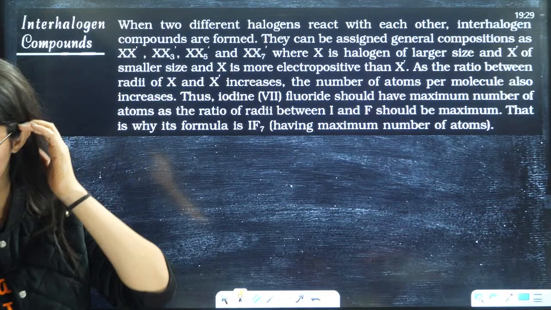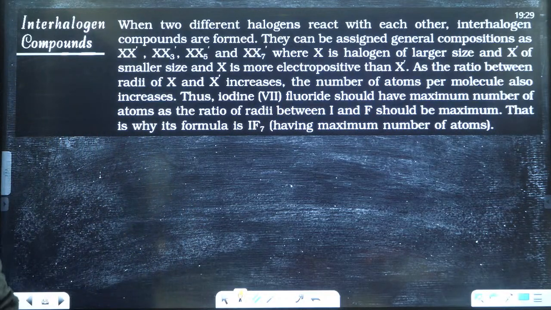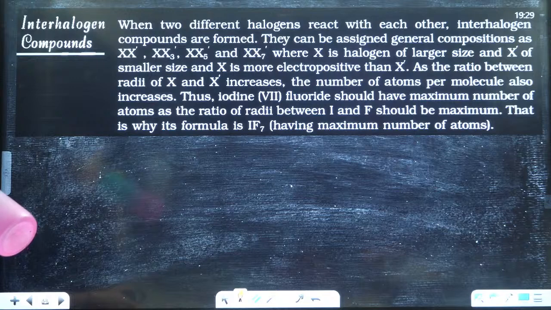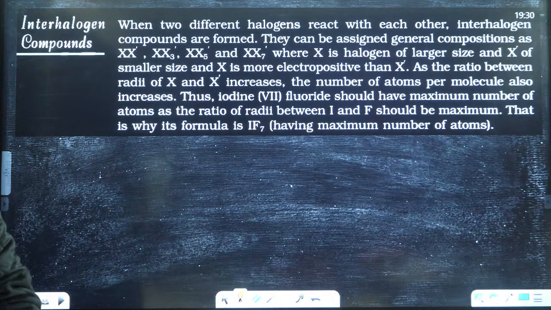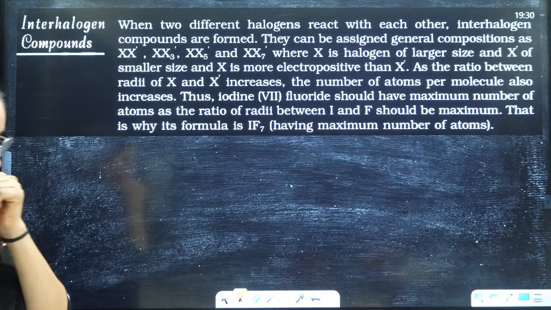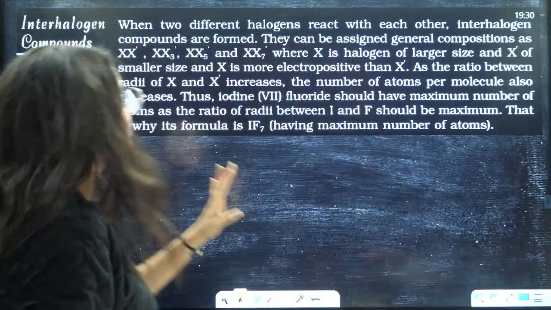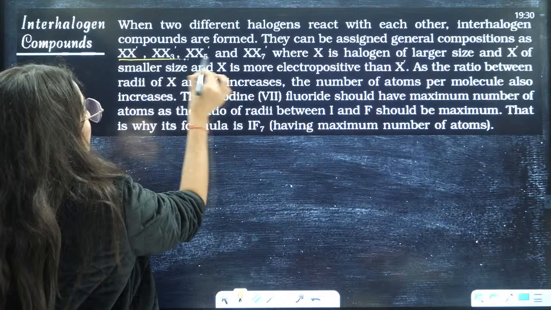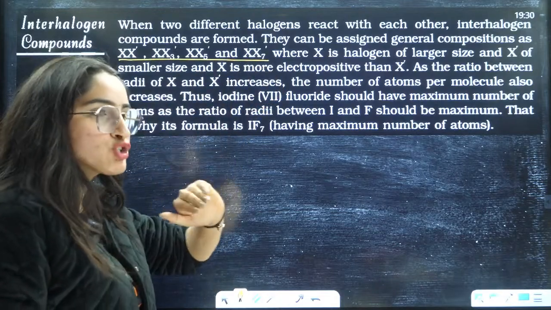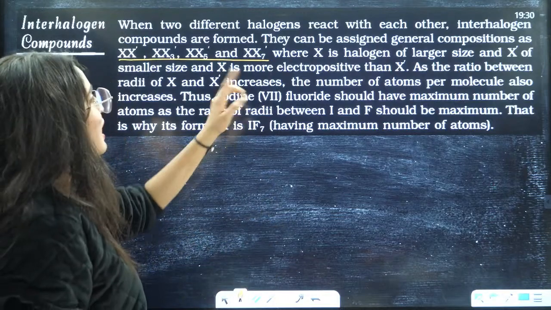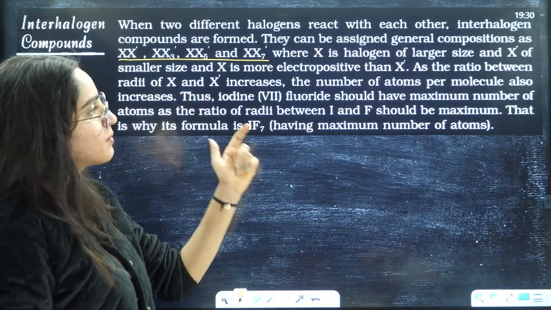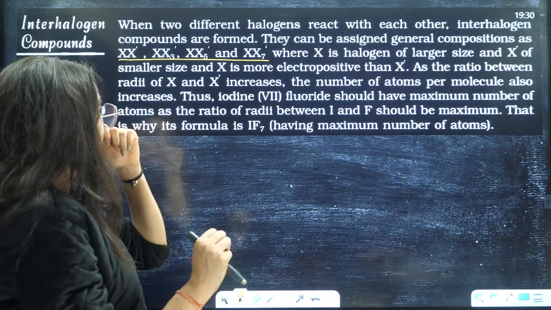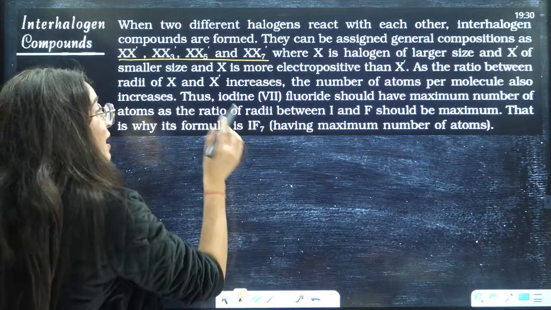Next is interhalogen compounds. Now tell me, is that simple or not? It was simple. Interhalogen we have already done, right? When two different halogens combine with each other, that is called interhalogen compounds, like these. Now one should be less electronegative as compared to the other. As the ratio between the radii of the two increases, the number of atoms per molecule also increases. The ratio between the sizes should be less, right? Thus iodine fluoride should have the max, very important thing.